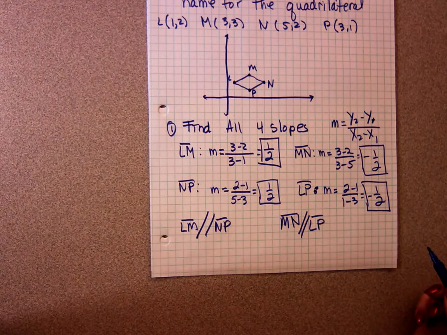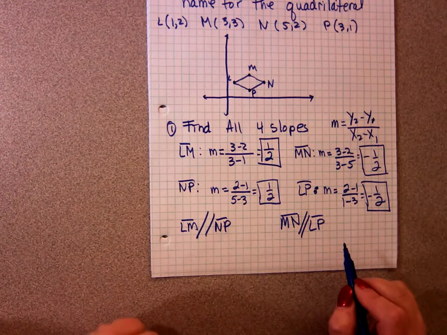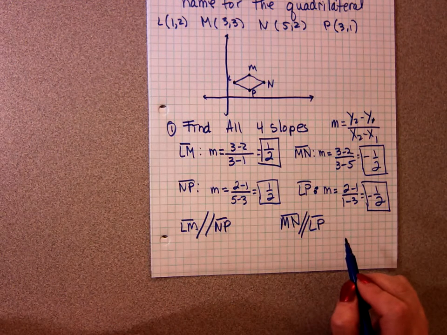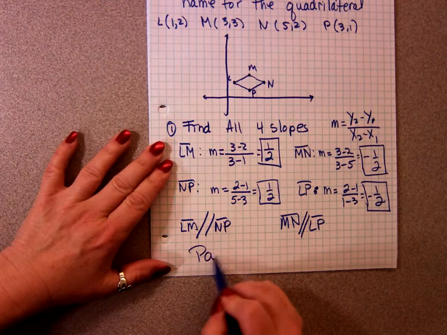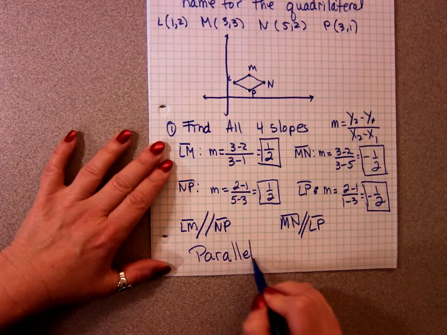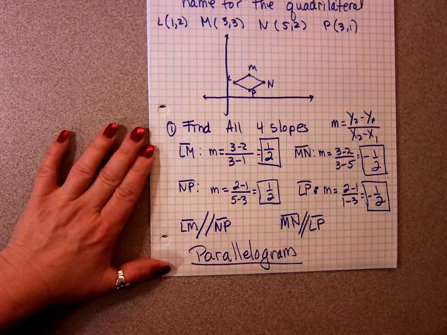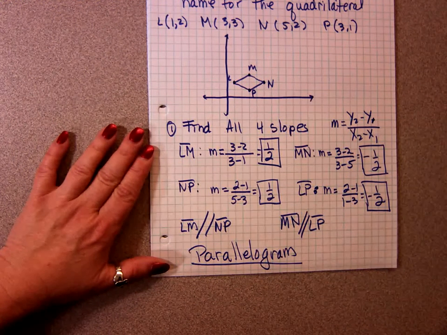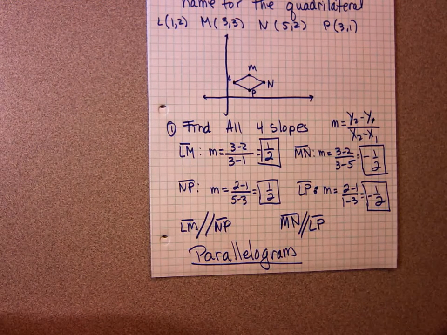So far, what have we got? So far we have 2 pairs of parallel lines. So we know our quadrilateral is what? It's a parallelogram. But we're not done. We don't know anything about the lengths of the sides yet. I'll give you a minute to catch up with me.